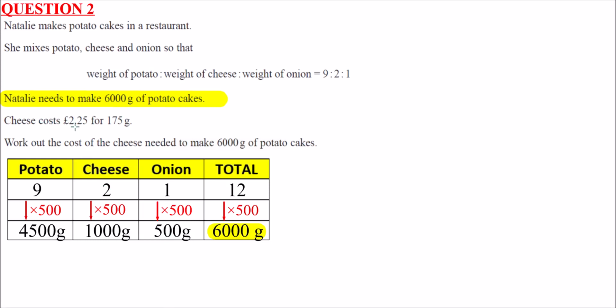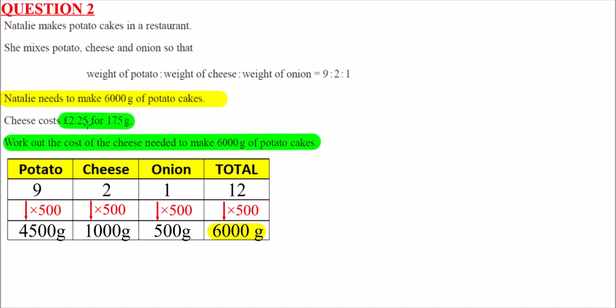So cheese costs £2.25 for 175 grams, and we need to work out the cost of cheese needed to make her potato cakes. So £2.25 for 175 grams, but she needs 1,000 grams of cheese, so obviously it's going to cost her more than £2.25. But we can start from this and scale it until we get to 1,000 grams worth. So £2.25 is 175 grams. What we could do here is work out what just 1 gram's worth by dividing both sides by 175.